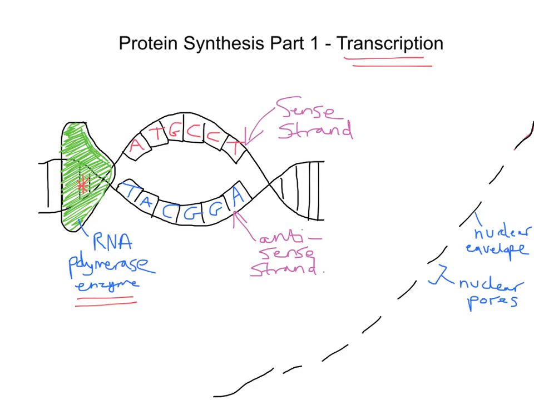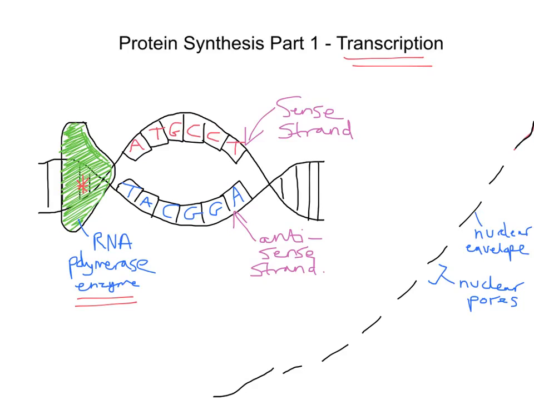Now, on a separate video, I've talked about the differences between DNA and RNA. RNA is made up of 4 bases, but unlike DNA, where we have A, T, C, and G, adenine, thymine, cytosine, and guanine, we have adenine, cytosine, guanine, and uracil. So instead of the T, we have a U.